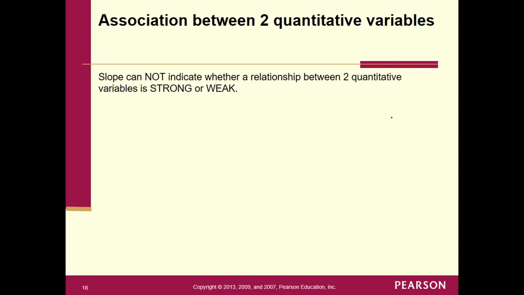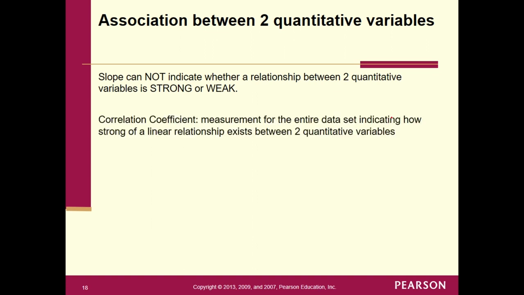We can take a look at a scatter plot and say, yeah, there seems to be a relationship. But if I just told you the slope for two different relationships, that by itself is not going to tell you if it's strong or weak. So there's got to be some sort of measurement that tells us how strong or how weak the relationship is. And that's really our next topic, and that's the correlation coefficient.